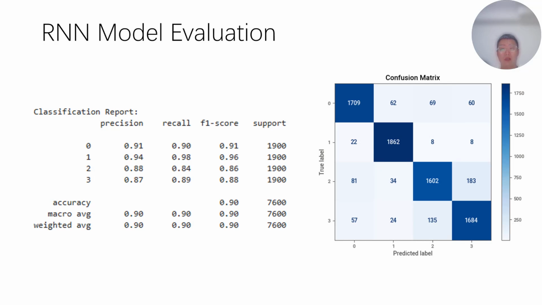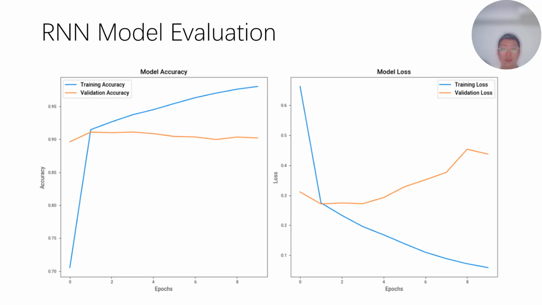And here we have a confusion matrix that shows how well the model performed in each class. For example, the model correctly classified 1709 articles from class 0 out of 1900 total samples. The accuracy curve also shows a steady increase in both training and validation, with a slight fluctuation, which is expected as the model learns.